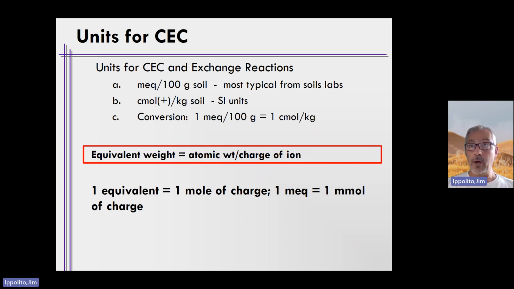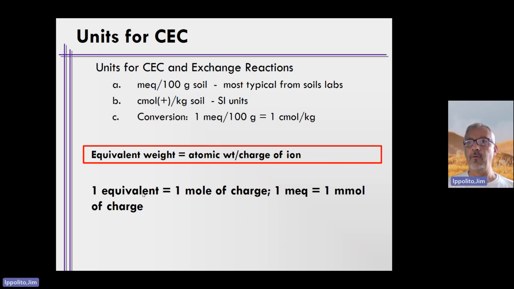And so in your notes, the definition of equivalent weight, and we're going to keep this simple for soil fertility because there's several definitions, but for soil fertility, the equivalent weight simply equals the atomic weight divided by the charge of that ion. Okay, this is what you need to keep in mind for the subsequent videos and calculations that we're going to go through. But the equivalent weight of any ion is simply equal to its atomic weight divided by the charge of that ion.